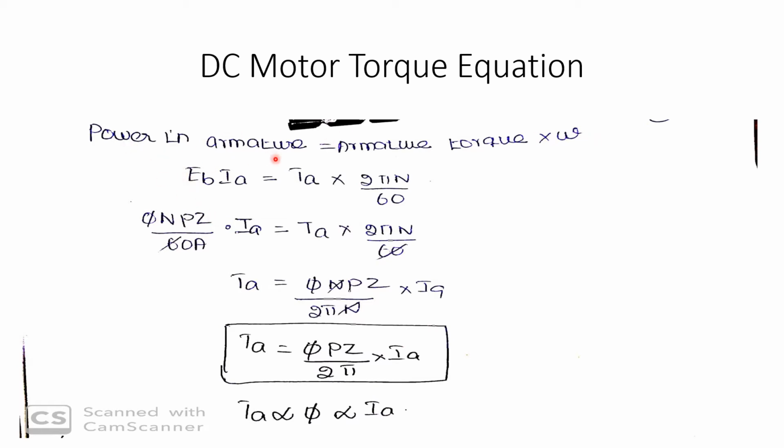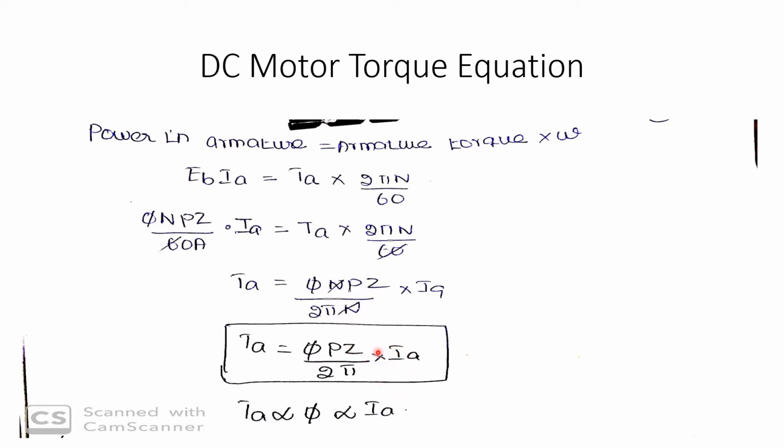Power in armature, we know, is back EMF into armature current, that is equivalent to TA into 2 pi N divided by 60. On the right-hand side, we already found armature torque into omega, so we are substituting that value. Power in armature we found in the EMF equation, here EB into IA. After substituting this, we want to find out the torque. What is the torque equation? Cancelling out the common terms, the armature torque finally will be equivalent to phi PZ divided by 2 pi into IA. IA is the armature current.